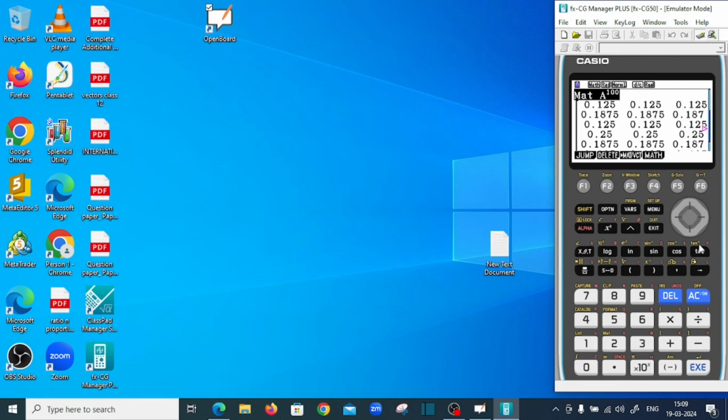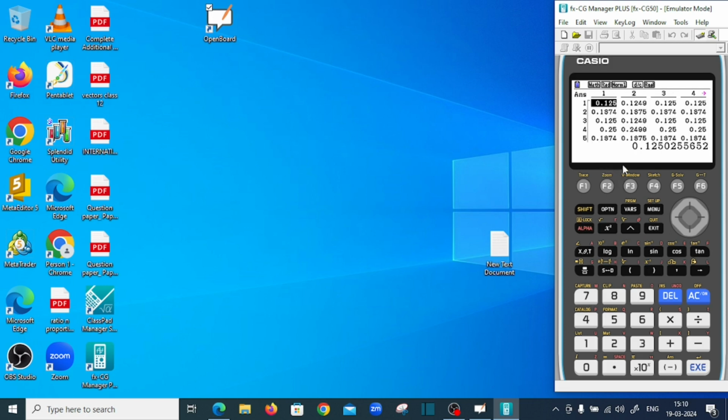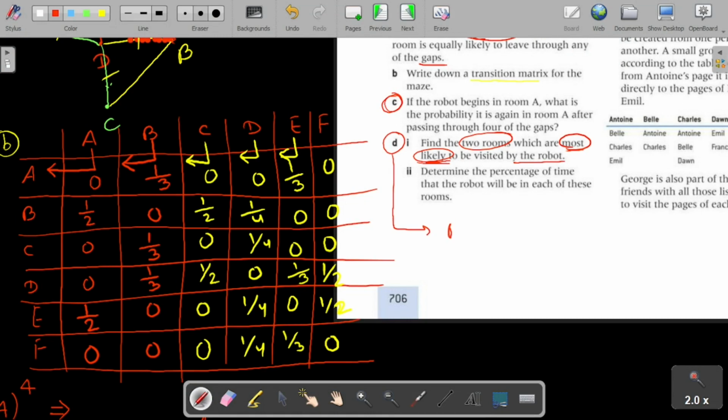First of all, exit from this. We go shift, then matrix, then our matrix A, then raised to power. Let us suppose I put 30 and execute. As you can see, we have to find the two rooms which are most likely. We have to see this second row and fifth row. Both have nearly equal probabilities. So the second and fifth rows, that is rooms B and E, are equally likely to be visited. So our answer should be B and E.